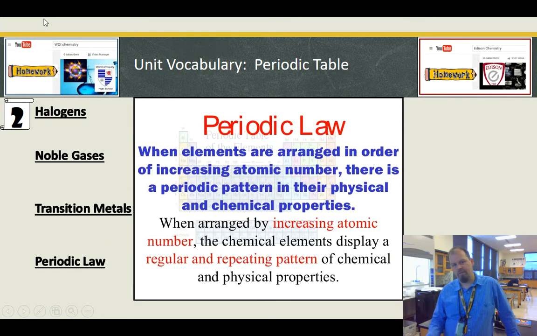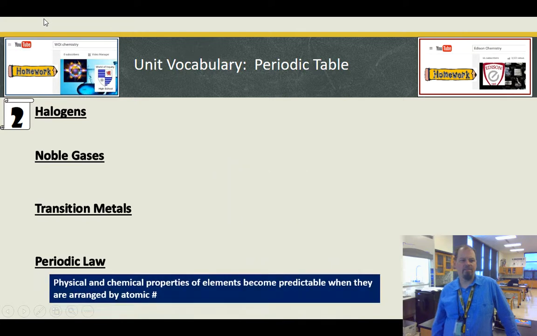Periodic law, here's a definition of it. This is the physical and chemical properties of elements become predictable when they're arranged by atomic number. So predictable as in periodic is like a periodical is something that comes weekly or daily. You know when it's coming next. It's coming every once a week or every day that the newspaper comes. That's a periodical. Okay.